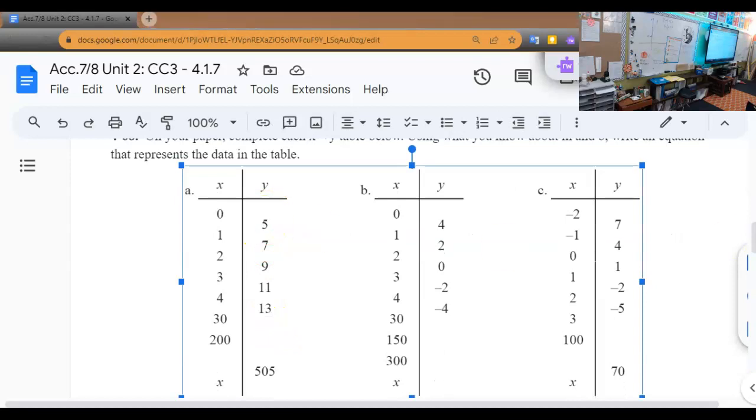Oh, can we just shift them down? Or the X's you could shift down, sure. So this 30 has no match. This 200 has no match. Right? The 4 and the 13, the 3 and the 11, that's a match. The 2 and the 9, the 1 and the 7, the 0 and the 5. The 0 and the 4. I mean, you could just do this. You could just draw lines to show the matches. Actually, that makes more sense.